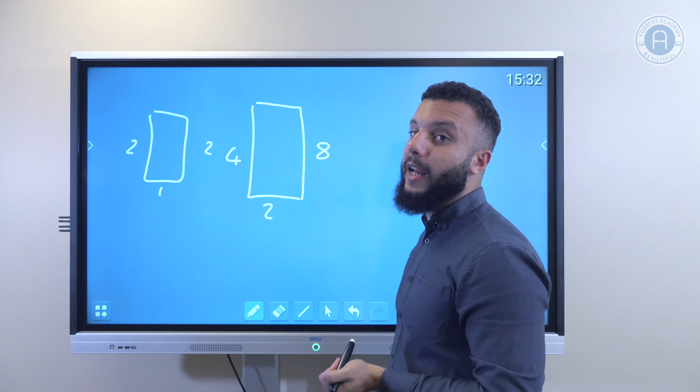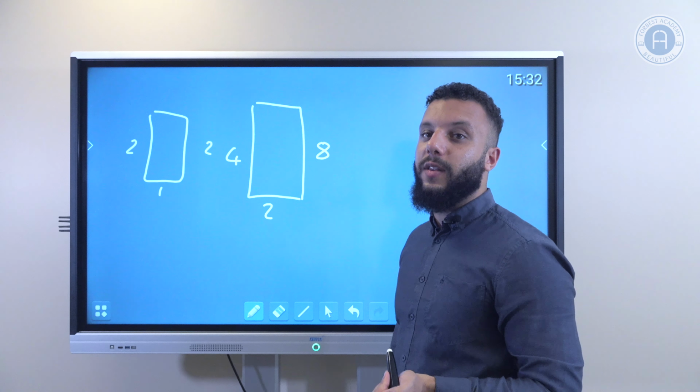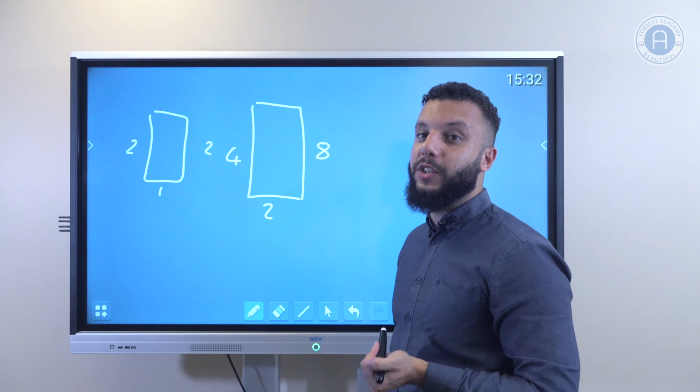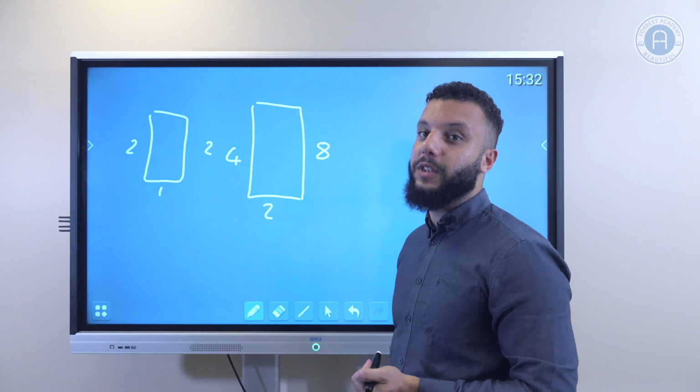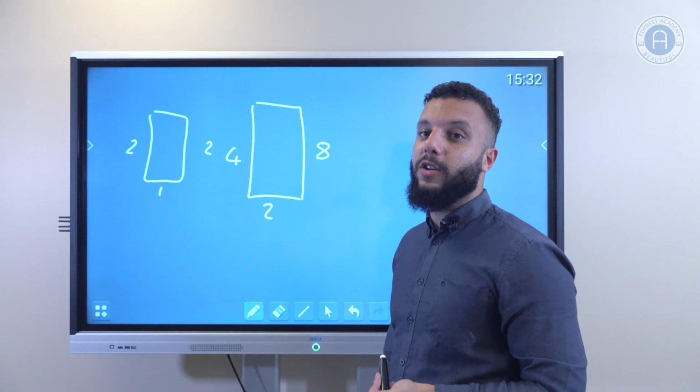Now this would work for any rectangle we choose because of area scale factors. As the linear scale factor is 2, or double, what we do with that is we square it to find the area scale factor, which gives us 4. And we can convert 4 to 400%. So the answer is E, 400%.